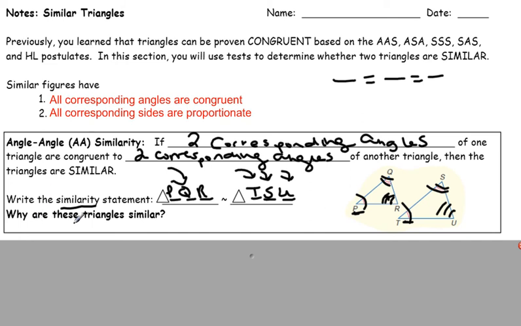Furthermore, when you're asked why these two triangles are similar, all you'll need to write is angle-angle similarity. You can abbreviate similarity by just writing this symbol here. This is a tilde. It means similar.